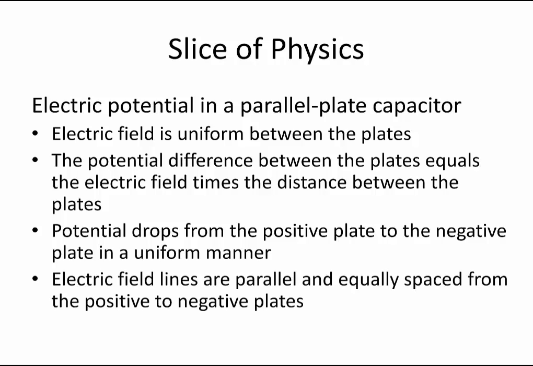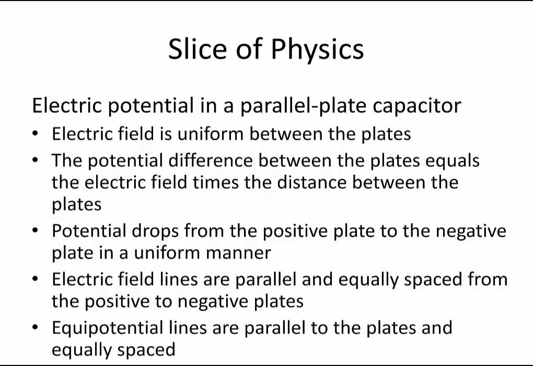And then we saw that the electric field lines are parallel to each other and equally spaced, pointing from the positive to the negative plate. So they're perpendicular to the plates but parallel to each other. Whereas the equipotential lines are parallel to the plates and also equally spaced, which makes them perpendicular to the electric field lines. Then we took a numerical example to work through some of these concepts.